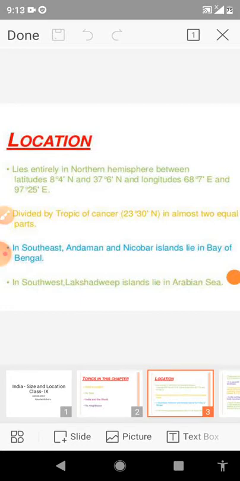The Tropic of Cancer, that is 23 and a half degree northern latitude, divides our country into two equal halves. The northern part is known as the subtropical part of India, and the southern part is known as the tropical part of India, or simply tropical India. In the southeast, we get the Andaman and Nicobar Islands in the Bay of Bengal, and in the southwest, we get the Lakshadweep Islands in the Arabian Sea.